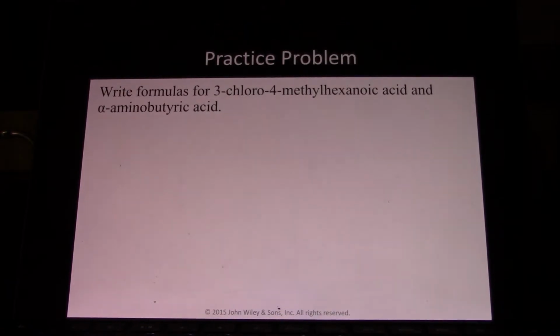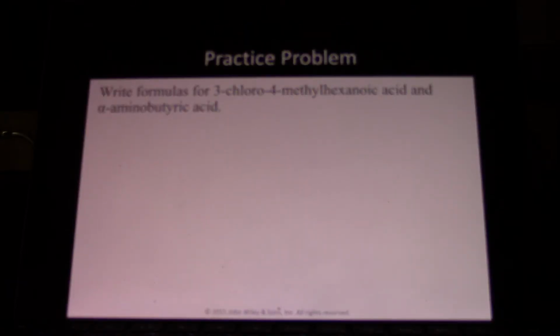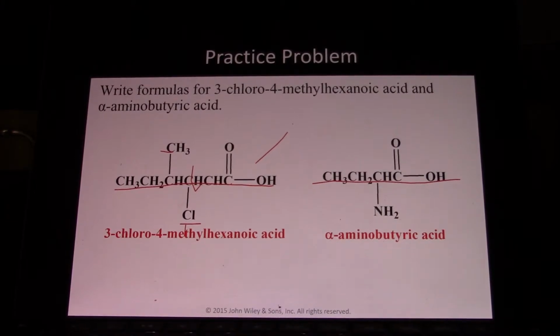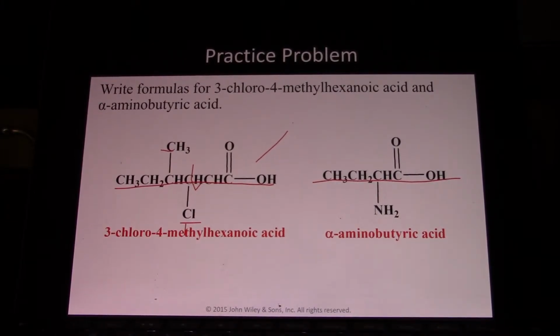Both names are correct. So write the formulas for 3-chloro-4-methyl-hexanoic acid. Well, we first write the hexanoic acid. We need 6 carbons. So here we have our hexanoic acid. Then at carbon 3 there's a chlorine group, chloro, and then at carbon 4 there's a methyl group. For alpha-aminobutyric acid, we first draw our butyric acid, a 4-carbon carboxylic acid, so butanoic acid, both names are usable. And then at the alpha, or the 2 carbon, the one right next to the carbonyl carbon, we have our amino group. Alpha-aminobutyric acid, or we could call it 2-aminobutanoic acid. Both would be correct.